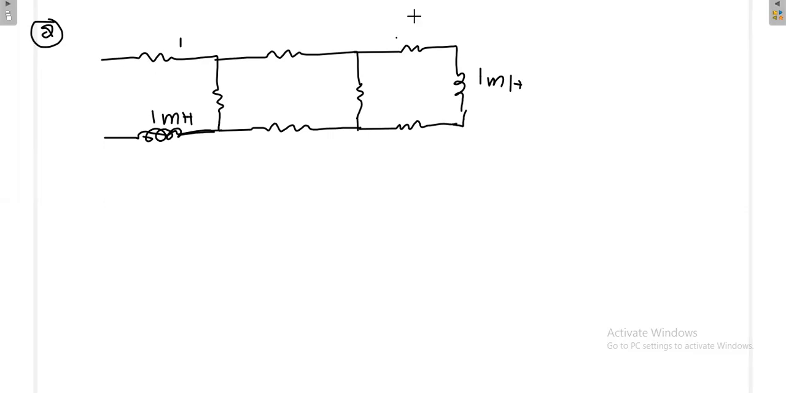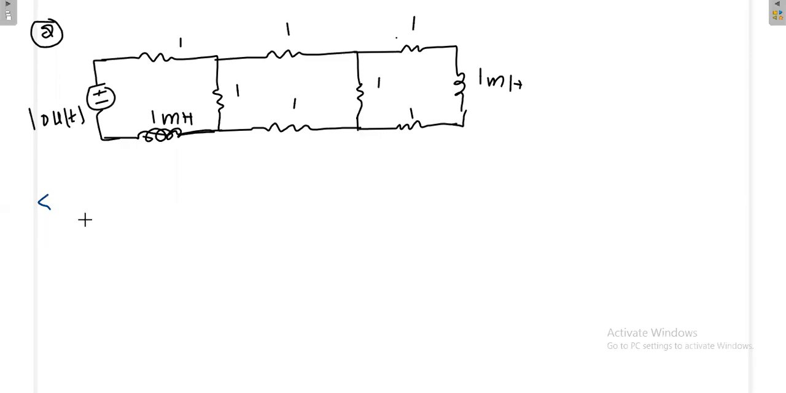All are 1 ohm, 1 ohm, 1 ohm, 1 ohm, like that. Okay, now this is 10 u of t. That means the switch is closed at t is equal to 0. Previously the switch is open before t is equal to 0. Now the switch is closed at t is equal to 0.